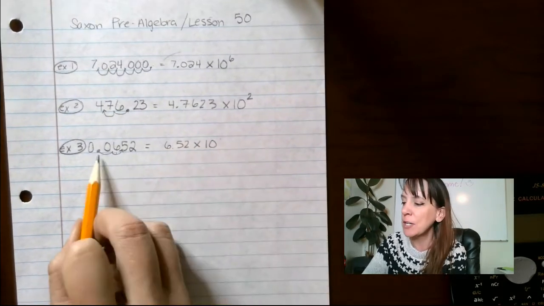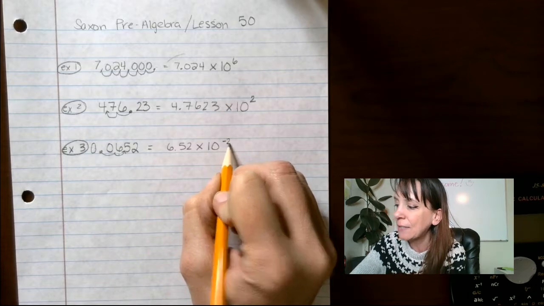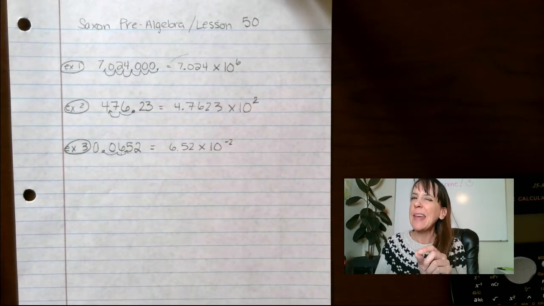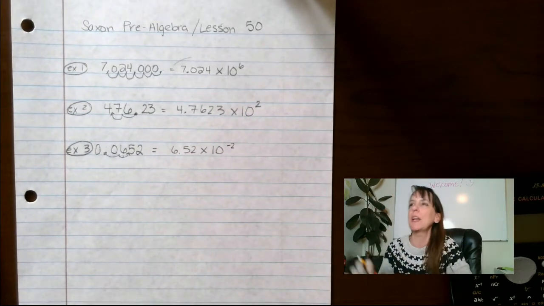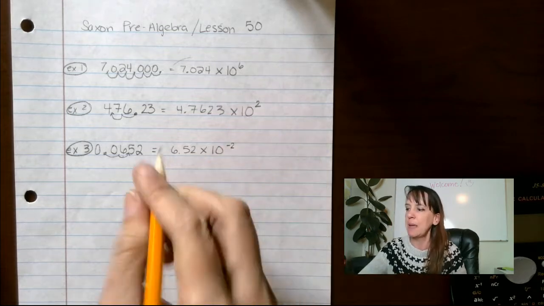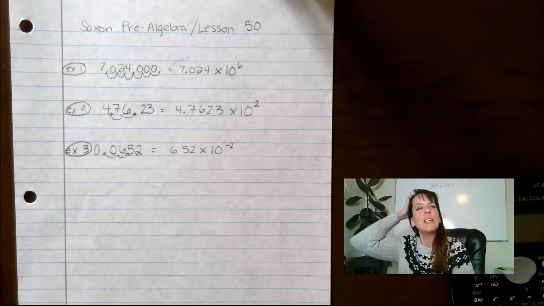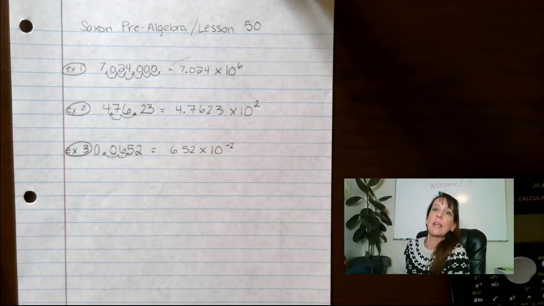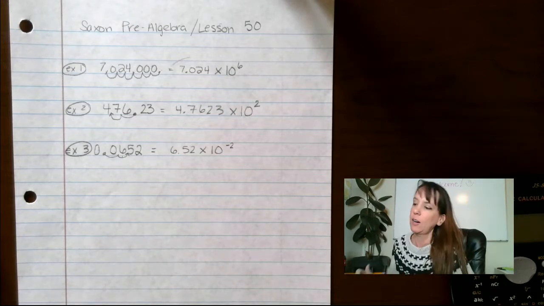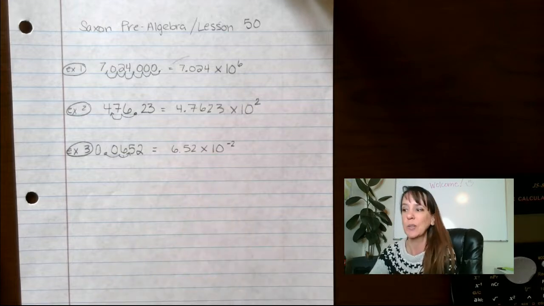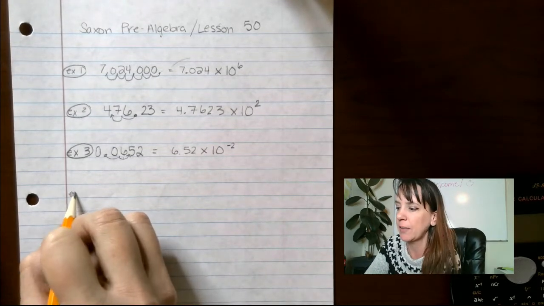So I went 2 spots, so it's going to be now -2. If I make this larger, then I make this number bigger. Like if I make this number larger, I make this number smaller. That sort of pattern that we have when we get to doing some operations like multiplication and division with our scientific notation is a really helpful way to think about it. So that's why I've got that.